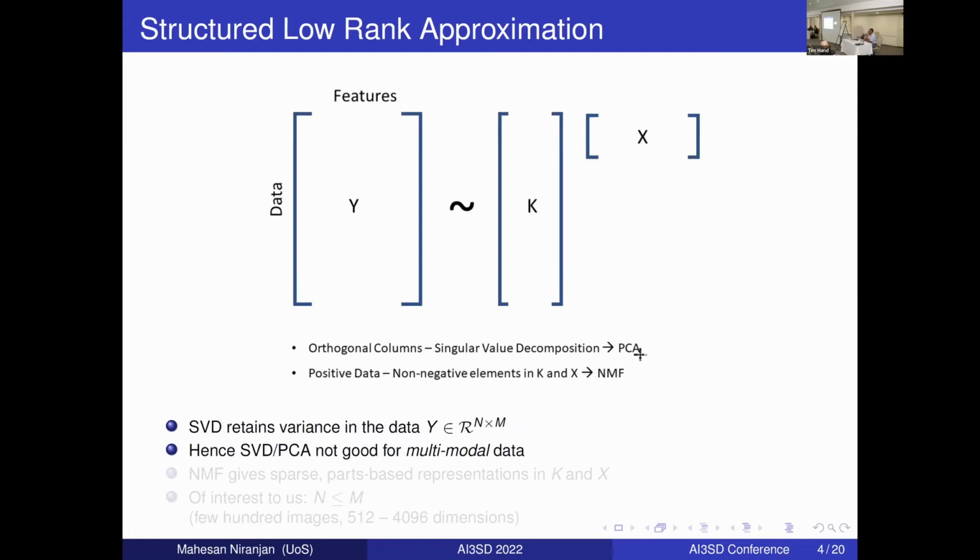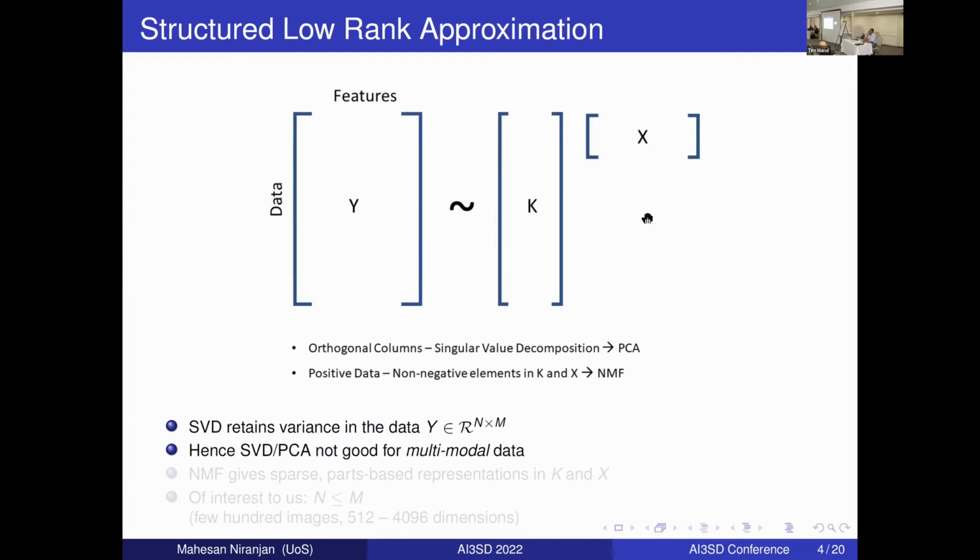Okay? Sometimes data is all positive, and we can do some more tricks with this. What can you do? You can factorize this while insisting that both k and x be positive, only contain positive elements. Once you force that, that's called non-negative matrix factorization. Yeah? I'll come to that in a second again. So SVD, or principal component analysis, as you saw in the last two talks, the job of it is to preserve the variance in this data.